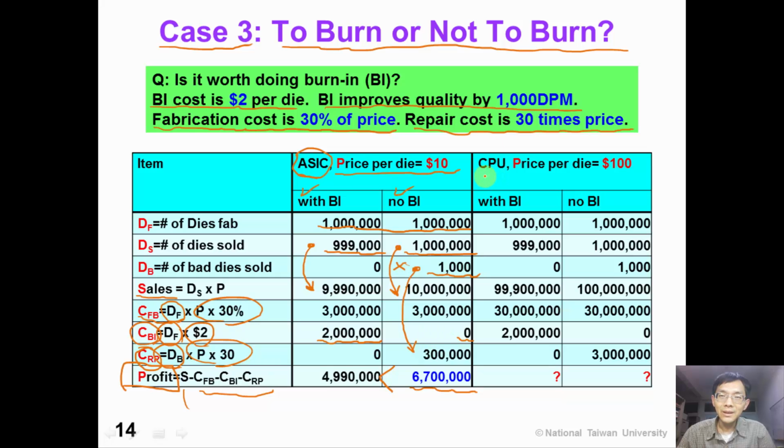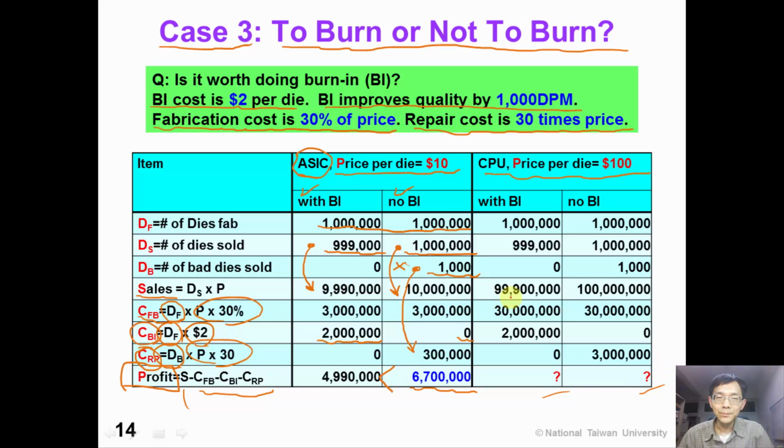Now let's consider a second product, the CPU, of which the price is much higher, $100 per die. Please work on this problem and figure out the numbers in the question mark.